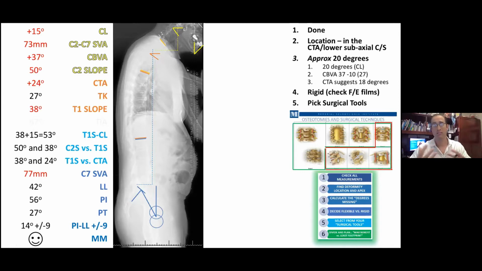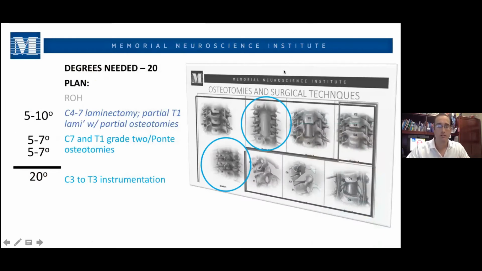But the kicker for me is, how do I figure out how many degrees he's lost? And then what do I plug in my head to pick and choose a surgery and then justify every particular level? Well, he's off 20 degrees based on his lordosis, at least. He is missing about 27 degrees from his chin-brow vertical angle. It should be, and we're giving him 10 degrees. And then his junctional angle would suggest that he's missing 18 degrees there. So if you average all these things together, you're thinking he's right around 20 degrees that he's missing. He needs at least 20 degrees. So this is the breakdown.